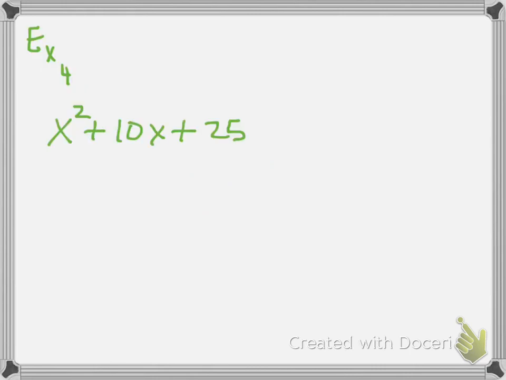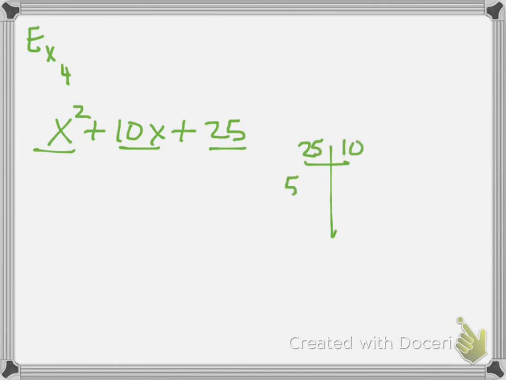This is a different pattern. It's called perfect square trinomials. So it's a trinomial, three terms. They multiply to give me 25. They add to give me 10. So if you make your chart, they multiply to give me 25. They add to give me 10.